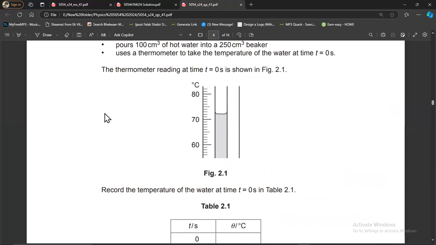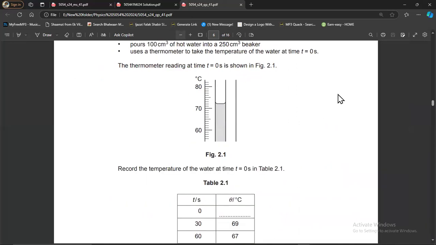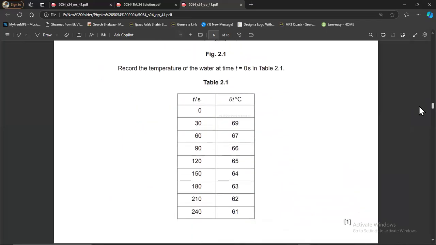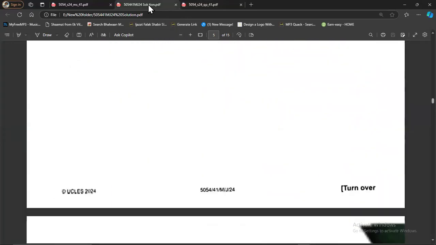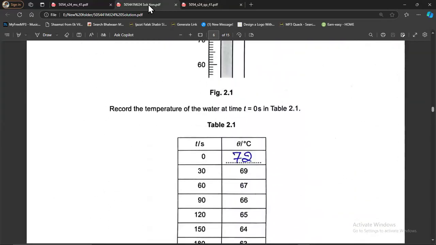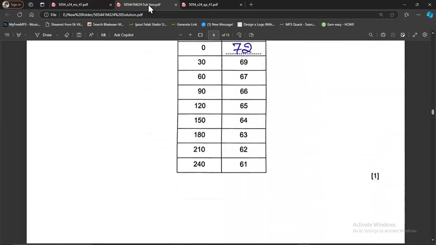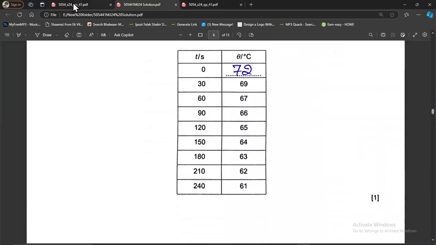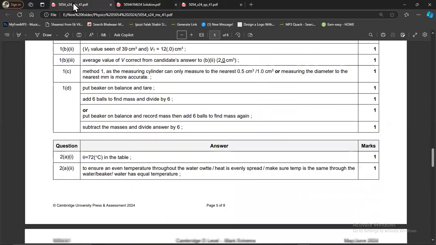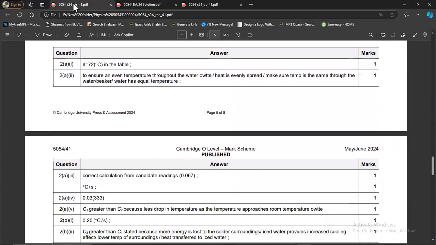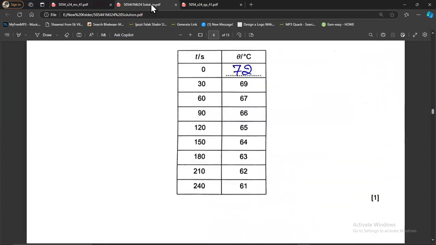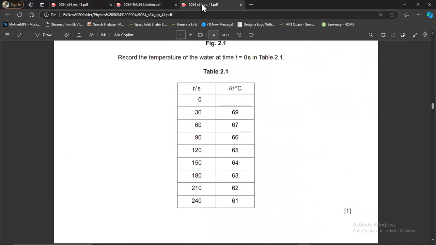Record the temperature of the water at t equals 0 in table 2.1. So in this table, we are going to record this reading. That reading is 72 degrees centigrade. Let me show you, I have done this on this paper. So the reading will be 72 degrees centigrade. Okay, let me check from the marking scheme, question number 2. So 72 degrees is the right answer. Okay, so we are done with this.